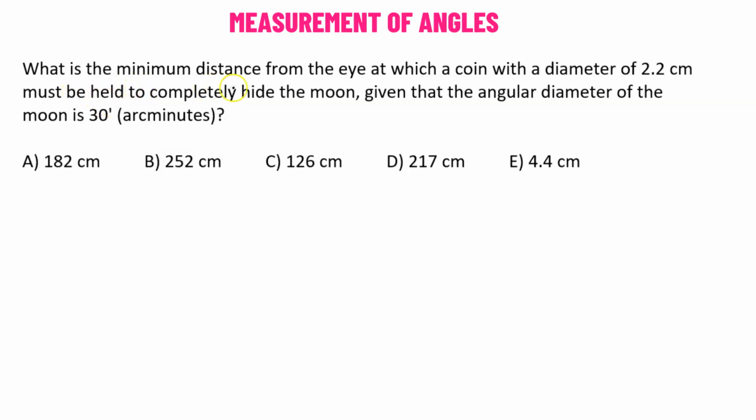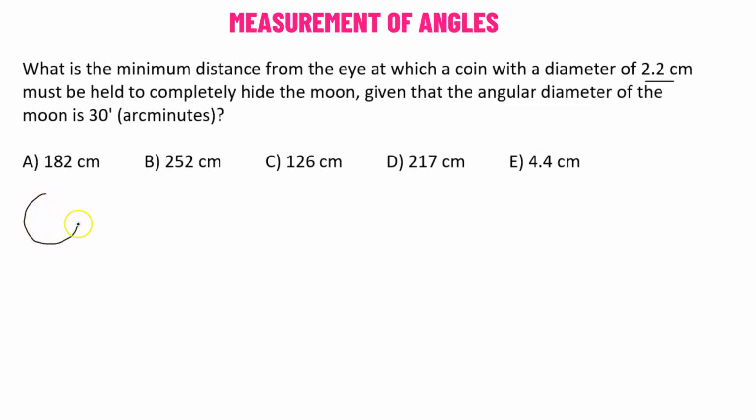So here we need to find out the minimum distance from the eye at which a coin having a diameter of 2.2 centimeter must be held such that it's going to completely hide the moon. It's also given that the angular diameter of the moon is 30 arc minutes. Let's try to understand the problem first.